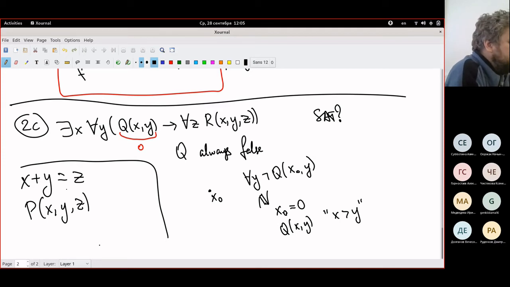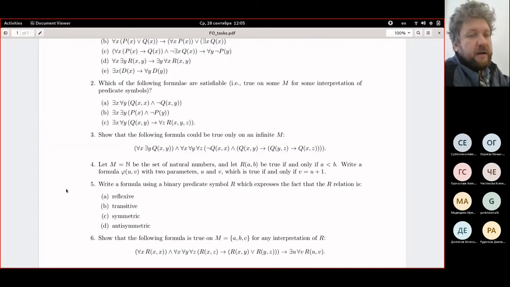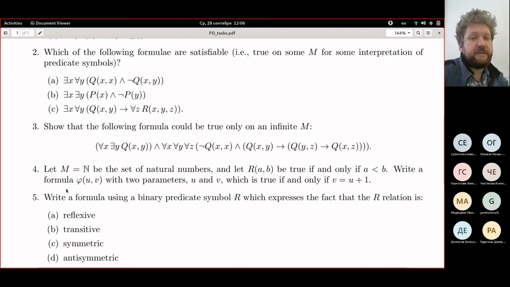For problem 3, I believe we did it last time, right? In the lecture, I think. If not, we did problem 4, definitely. Yes, for problem 3, we actually did it. I made it as an example, but let's look at it once more. So this is a formula, I will show it also here on the screen. Problem number 3. This is a formula which can be validated only on an infinite M.